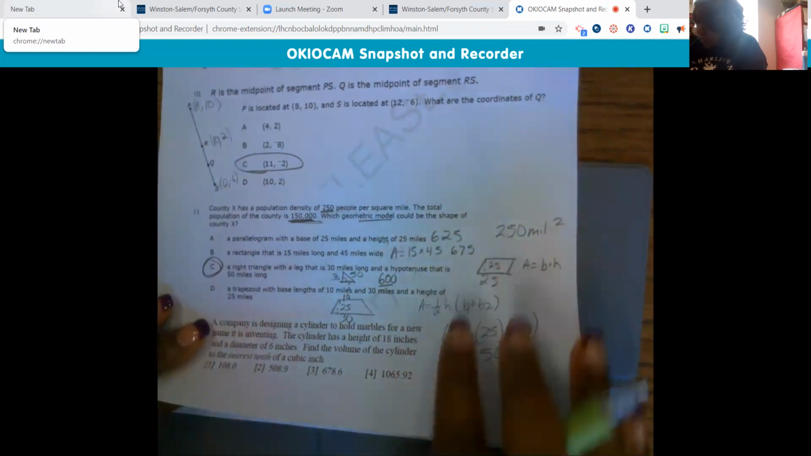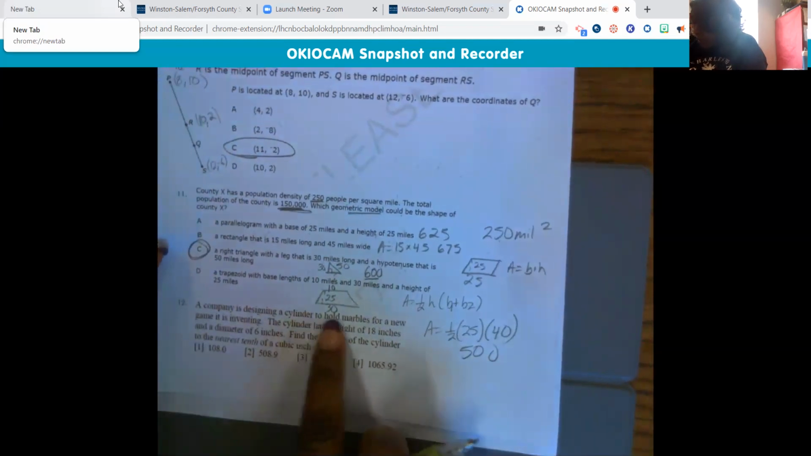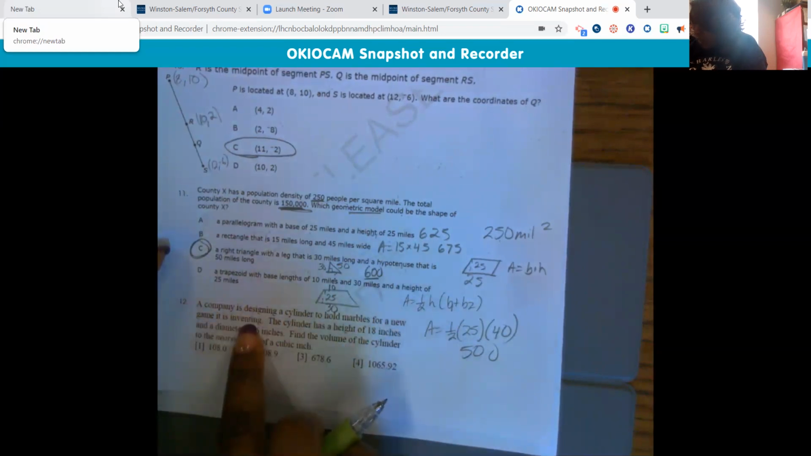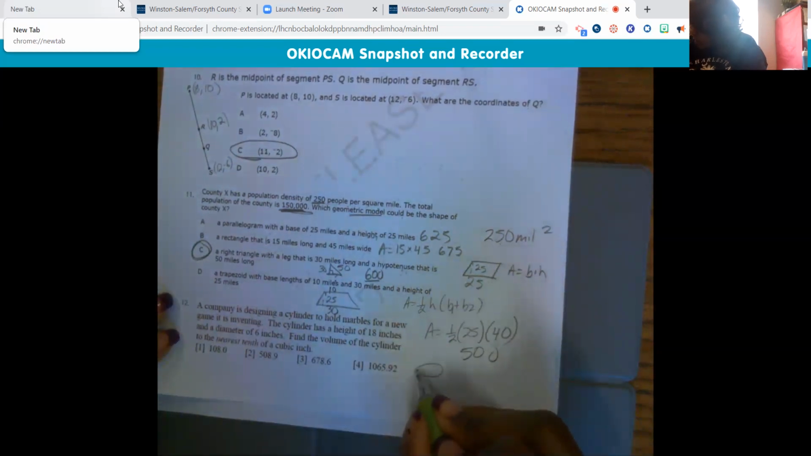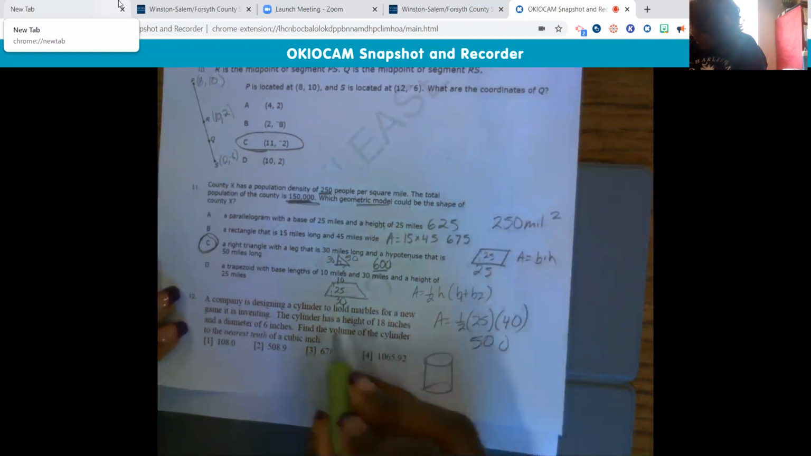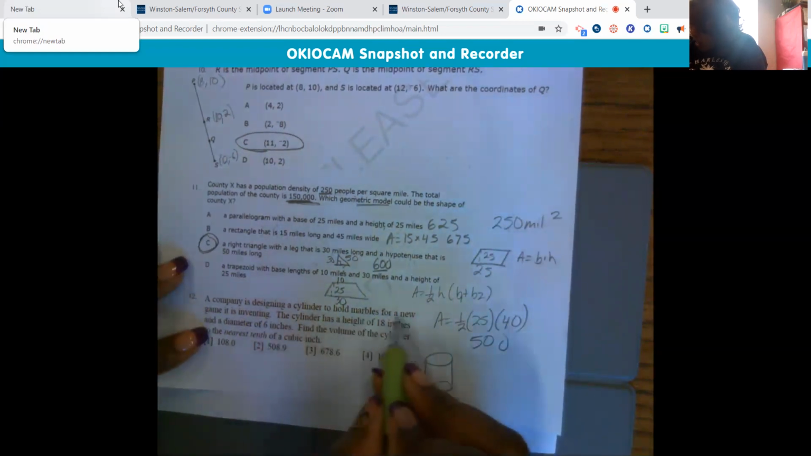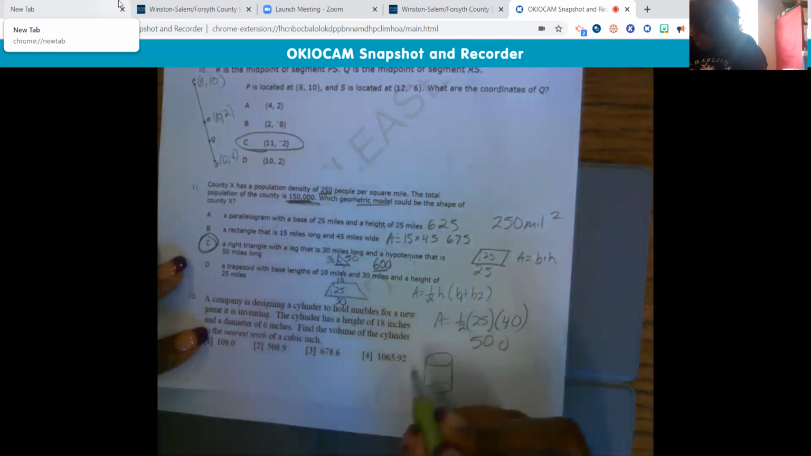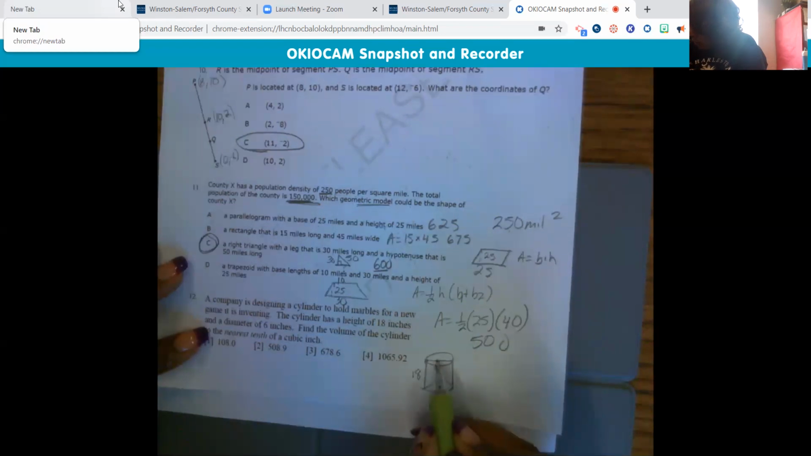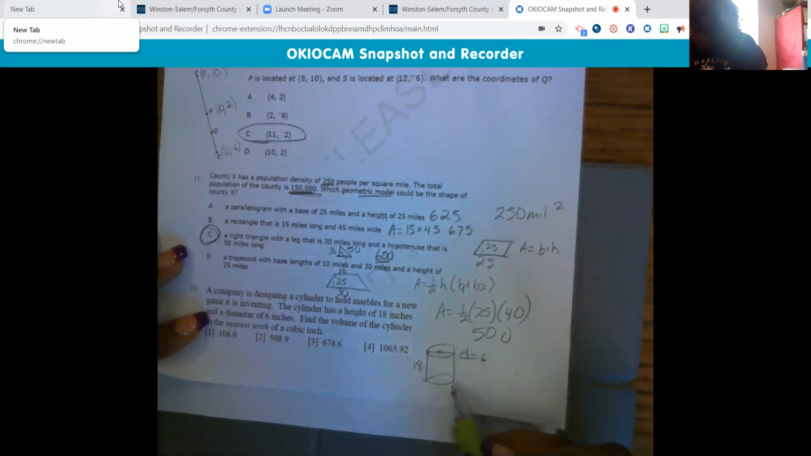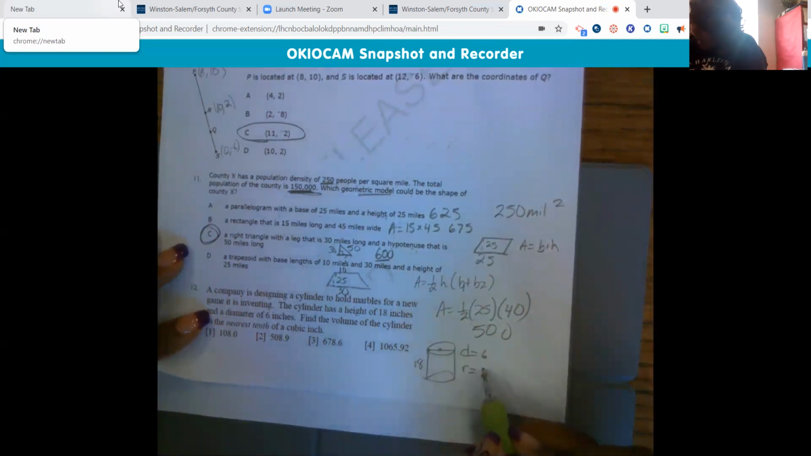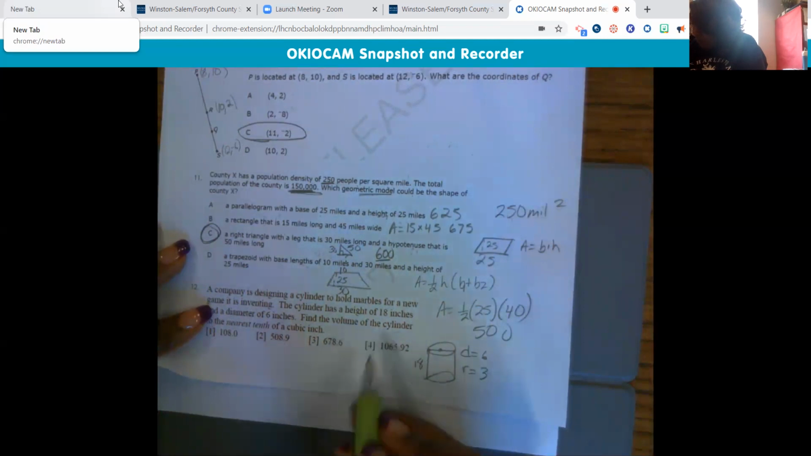Number 12, it says a company is designing a cylinder to hold marbles for a new game it is inventing. The cylinder has a height, and this is what a cylinder looks like, just like this, okay? The cylinder has a height of 18. The diameter, which is from here to here, all the way through, the diameter is 6, but you need the radius if you're finding out the volume. The radius is half of the diameter, which is 3.